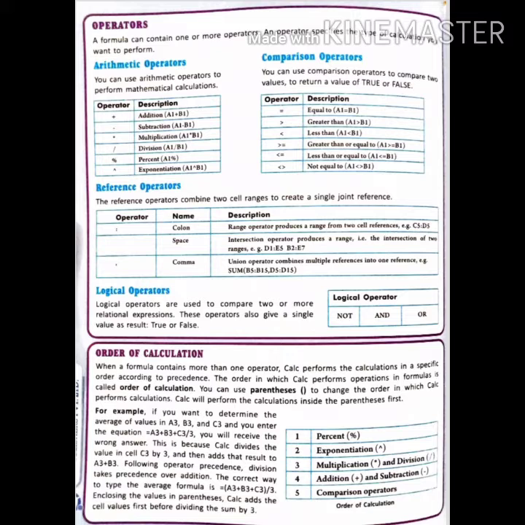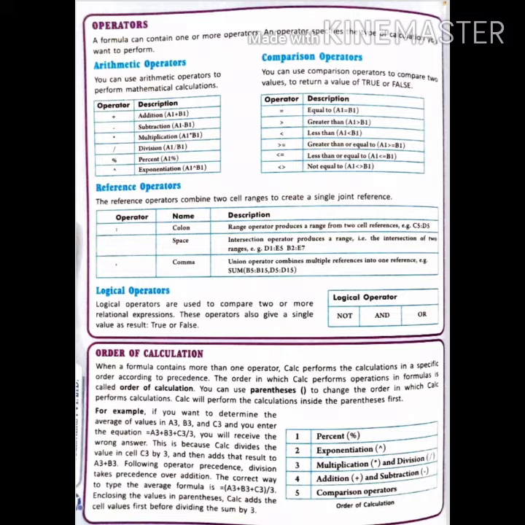Logical operators. Logical operators are used to compare two or more relational expressions. These operators also give a single value as result, true or false. Logical operator: not, and, or. Order of calculation. When a formula contains more than one operator, Calc performs the calculation in a specific order according to precedence. The order in which Calc performs operations in formulas is called order of calculation.